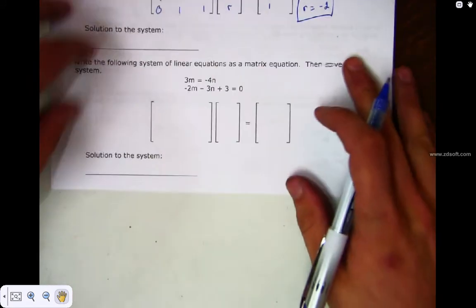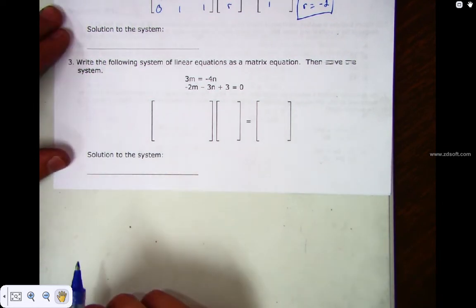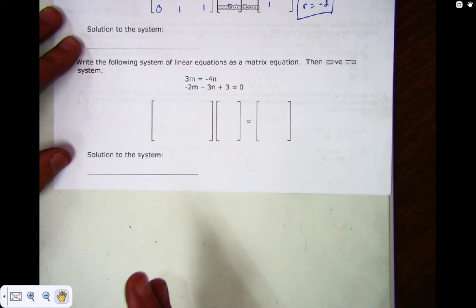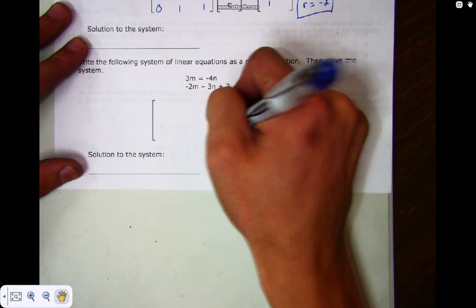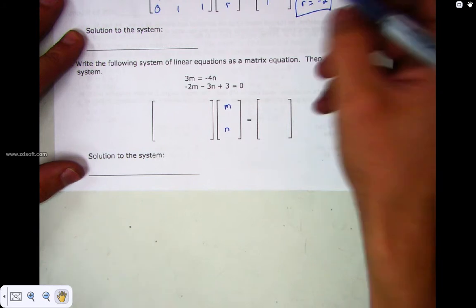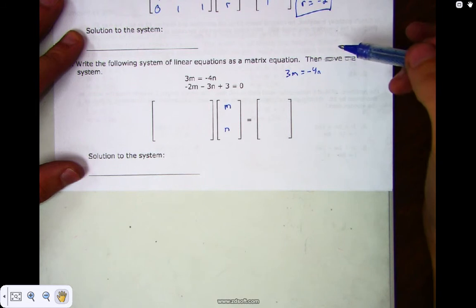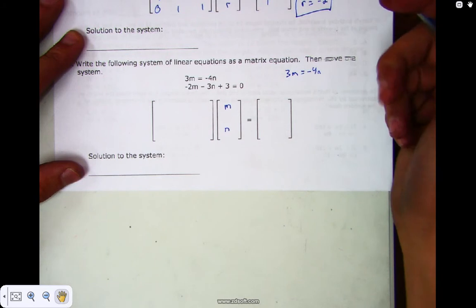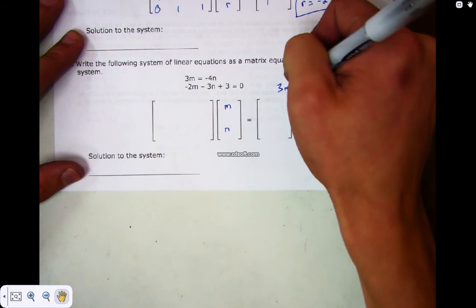Alright, here's another one. We have, write the following system of linear equations as a matrix equation. Okay, again, we need to get our letters lined up on the left side of the equal sign, and then numbers on the right side. So let's go ahead and put m to the furthest left and n right next to it. So we have 3m equals negative 4n. I want to get that n on the other side of the equal sign, so I'm going to add 4n to both sides. Or I'm going to move it to the other side and flip the sign. For some reason, that's easier for some people to understand. So if I add it to the other side, I got 4n.